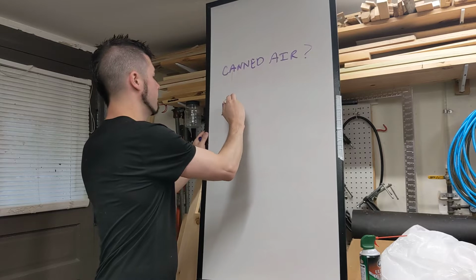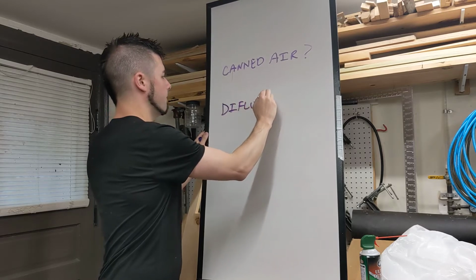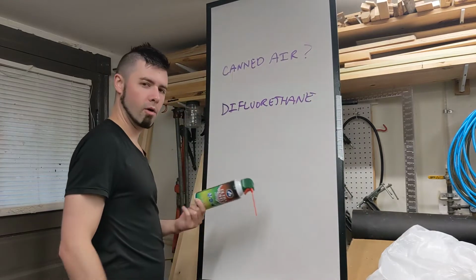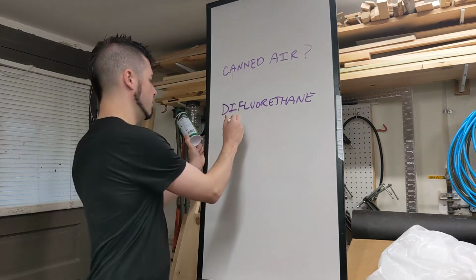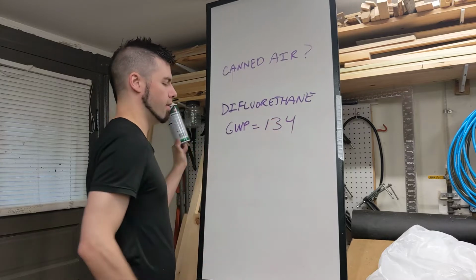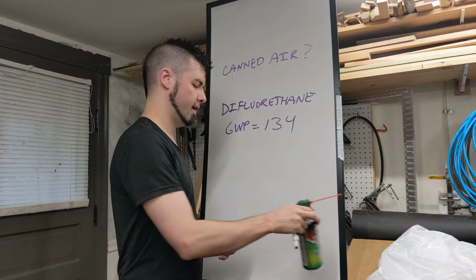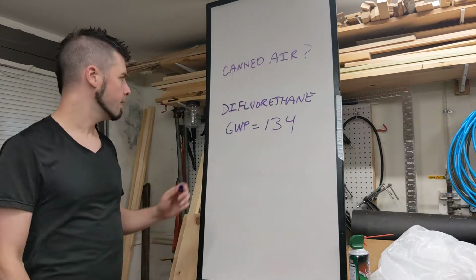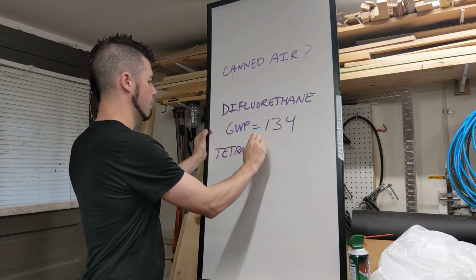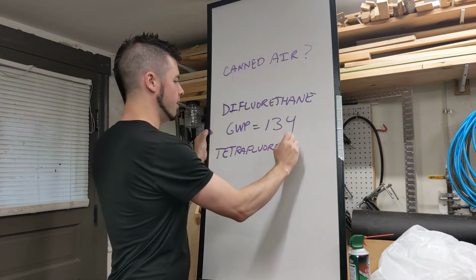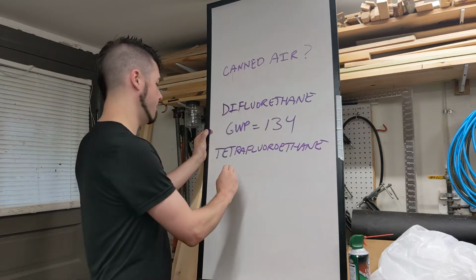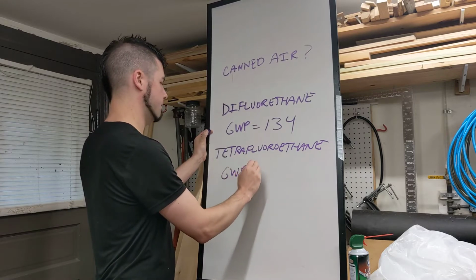Well, difluoroethane, which is the cheapest gas, it's the one that's in here, has what they call a global warming potential, or GWP, of about 130 or so. I think it's like 134 maybe. That's just a guess. It's in the hundreds. And then tetrafluoroethane has a GWP of 1430. It's about 10x, right?